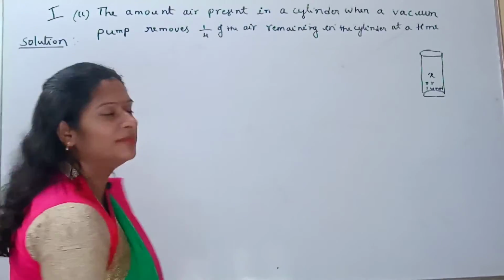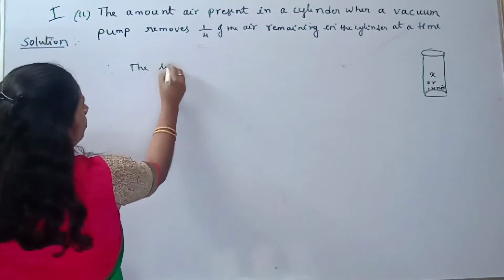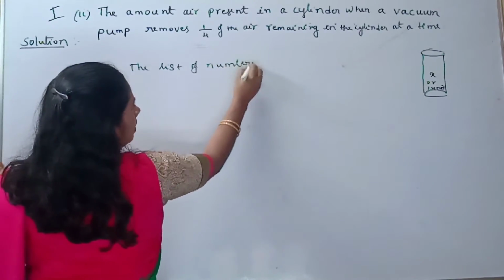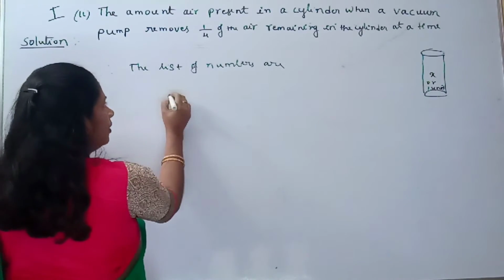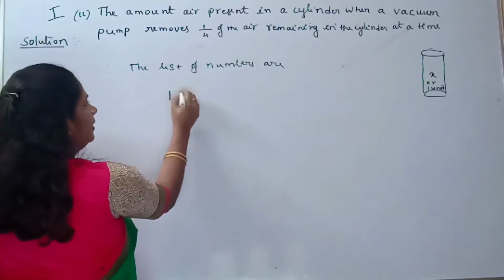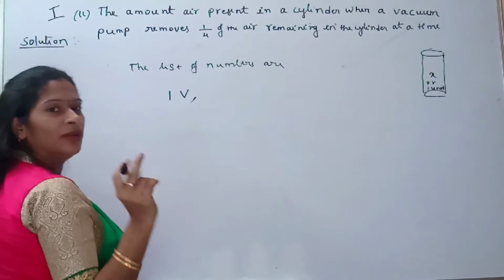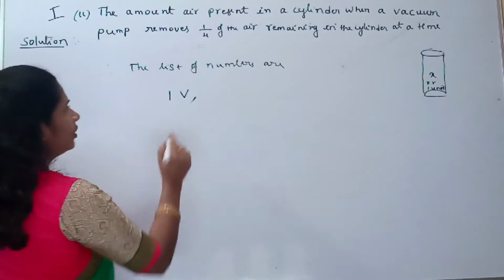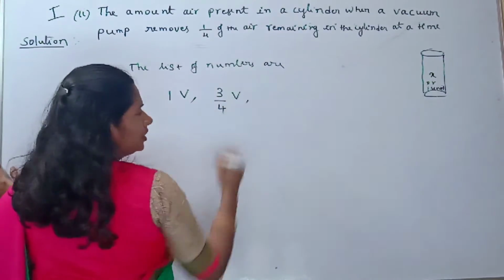So let me write 27/64 as 3/4 whole cube, and the unit we have taken is V. Therefore, the list of numbers we got are: the initial amount of air present in the cylinder is 1 unit. When the first time 1/4 of the air is removed from the cylinder, then how much is the remaining air, children? We got 3/4 unit.